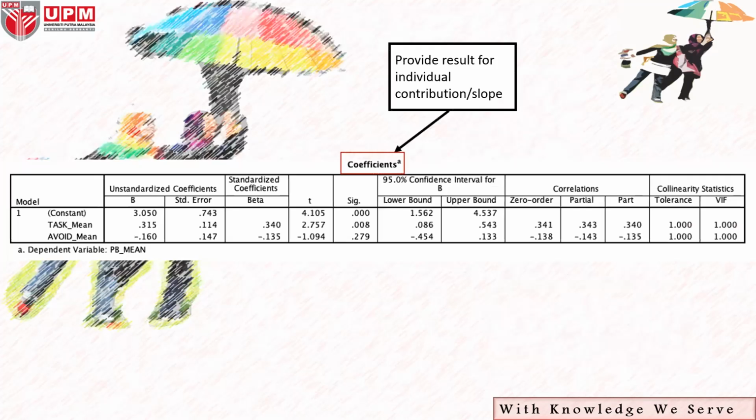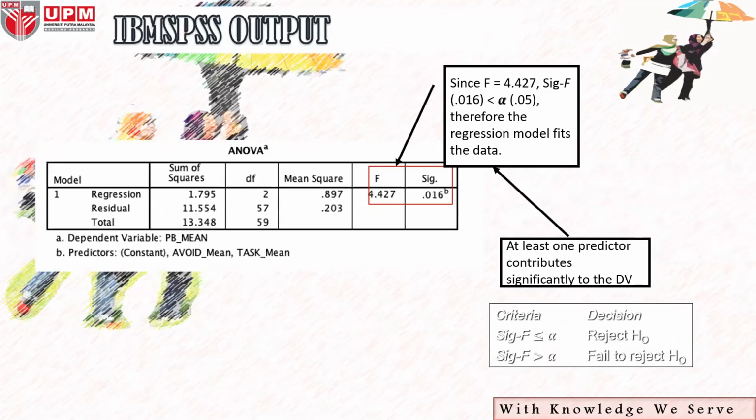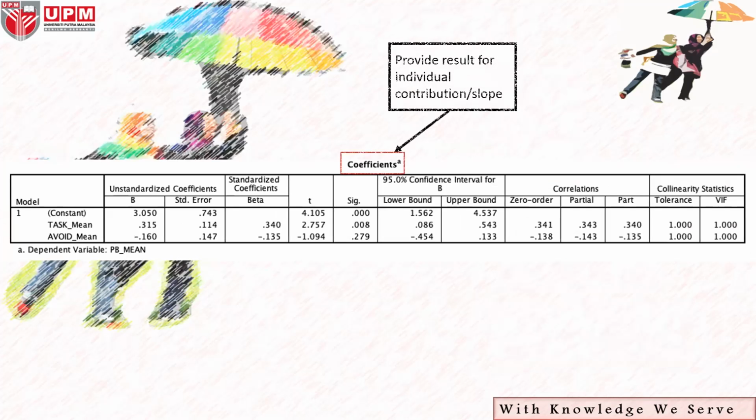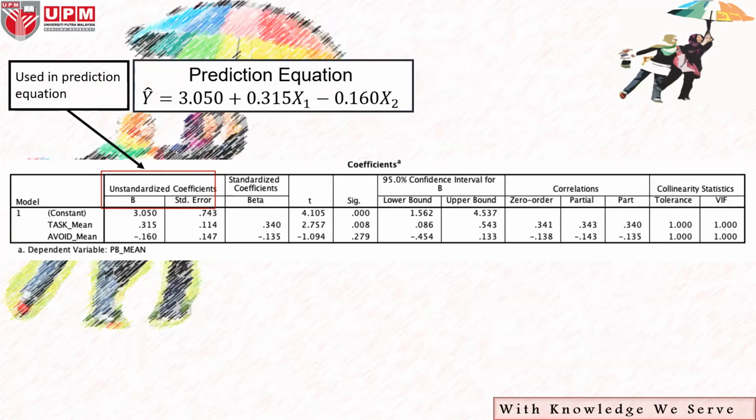Next we refer to the coefficient table. The coefficient table provides the result for individual contribution. Based on the overall contribution, we know that our model contributes significantly to the DV, but we do not know which IVs contribute significantly. So we refer to the coefficient table to check the individual contribution. The unstandardized coefficient will be used in the prediction equation. Earlier we developed our general prediction equation. Now we just need to plug in the values into the equation.